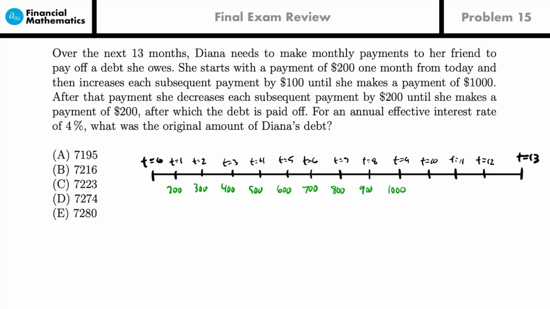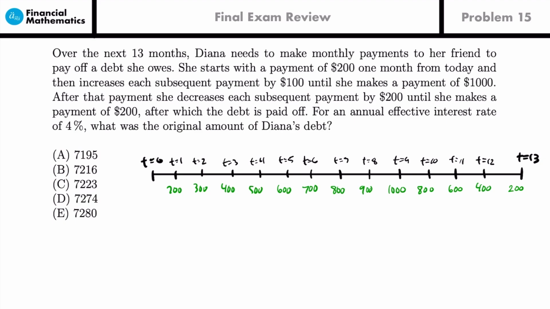So now let's see what happens next. After that payment, she decreases each subsequent payment by $200 until she makes a payment of $200, after which the debt is paid off. So at time 10, we'll subtract $200 to get an $800 payment. Then at time 11, we'll have a $600 payment. And then at time 12, we'll have a $400 payment. And at time 13, we have a $200 payment. And that's it. That takes care of all 13 payments for all 13 months. Okay, so that's good. We now know what the payment stream is.